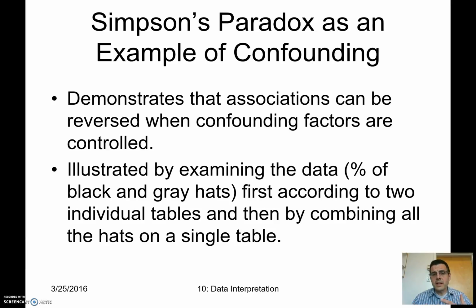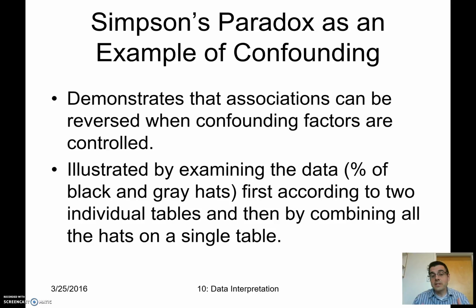So there's an example within the textbook which I really like in order to help students understand confounding, and this is Simpson's paradox. It's a scenario where I'm going into a store and I want to purchase a hat. This example demonstrates the association and how certain findings would be reversed when you can actually control for confounders.